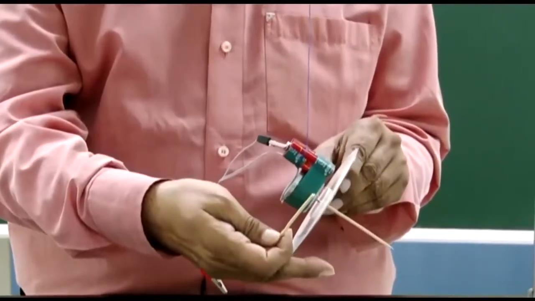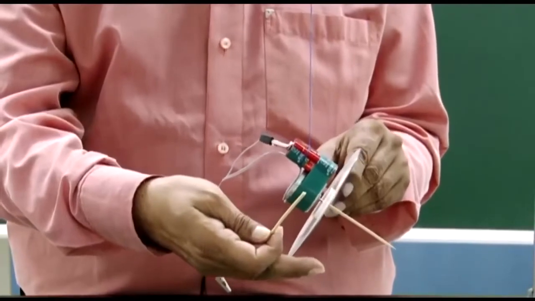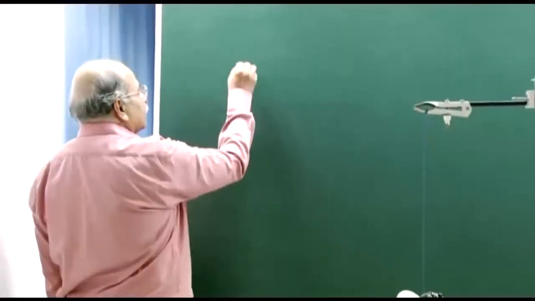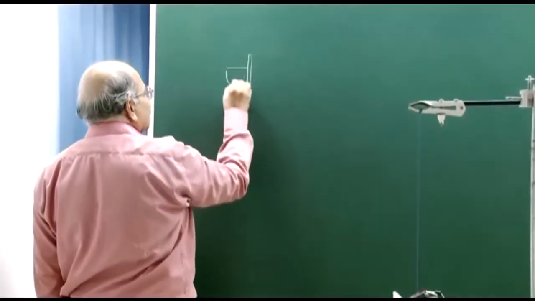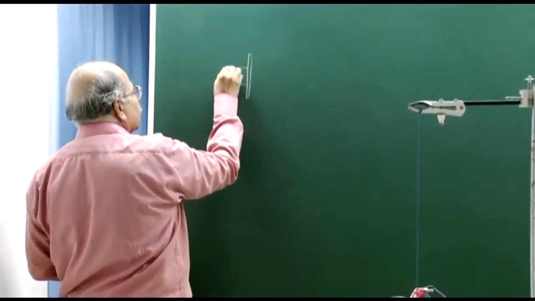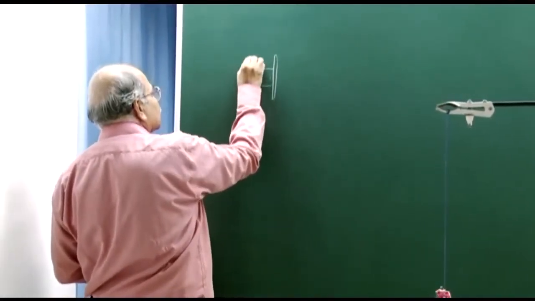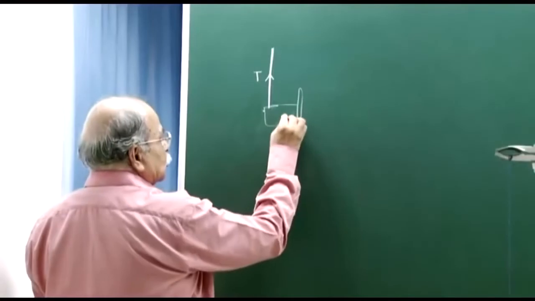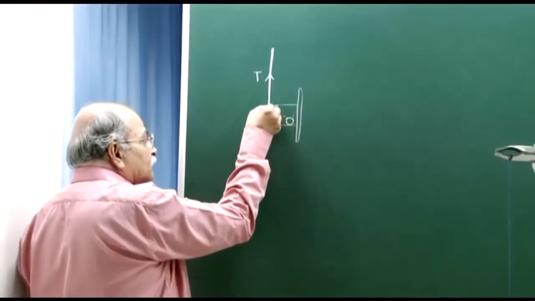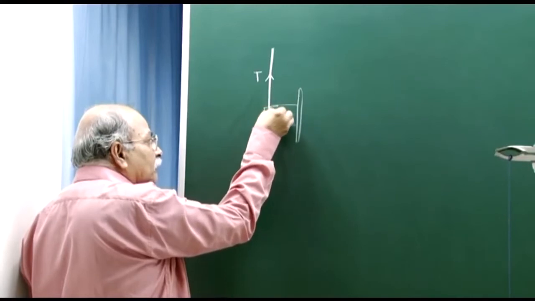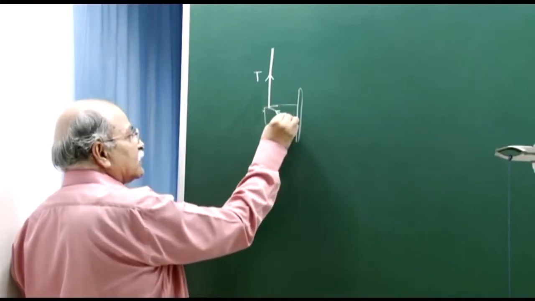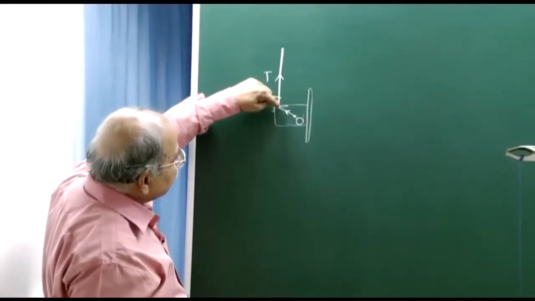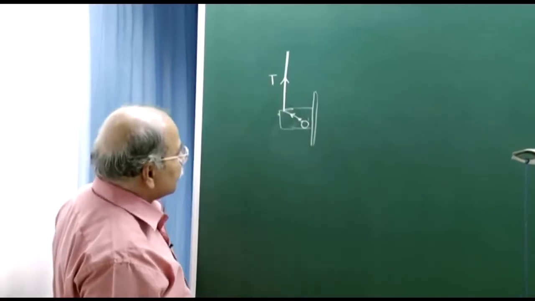If I draw this picture on the board, I can explain the direction of the torque better. You have this whole system, and the center of mass is somewhere here, and the thread is passing through this point. This is the tension T, and here is the origin. This is the vector r, from the origin, the center of mass, to the point where the thread is tied. So the tension is here.